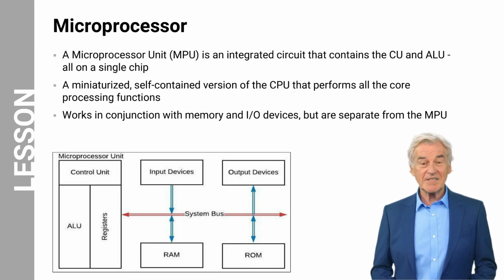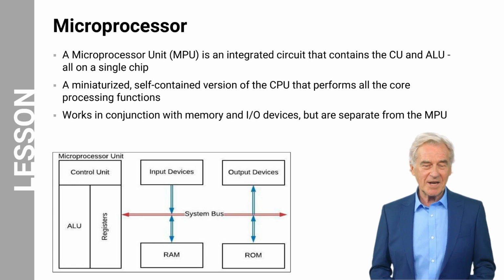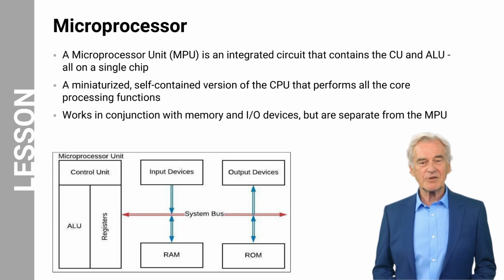The microprocessor, abbreviated as MPU, is the compact powerhouse of modern computing. Imagine taking all the processing parts of a CPU and shrinking them down onto a single chip. It's basically a miniature version of a CPU that packs the control unit and arithmetic logic unit together in one tiny space. While it works with memory and input-output devices just like a CPU does, these components stay separate from the MPU itself.